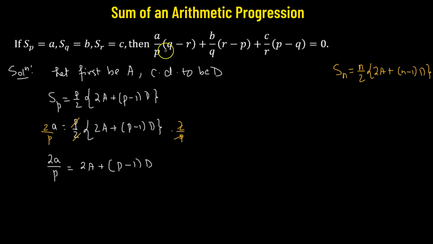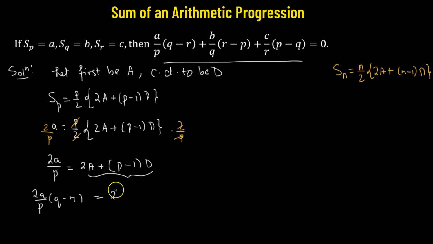Now we have an a over p expression on the left hand side of our expression. So we are going to multiply both sides by q minus r. So let's do that. This is going to give us 2a over p, which can be replaced with 2A plus p minus 1 times the common difference D, and this will get multiplied by q minus r.